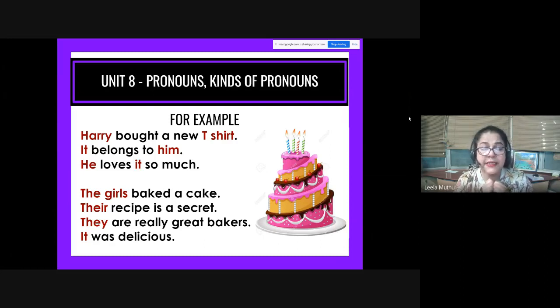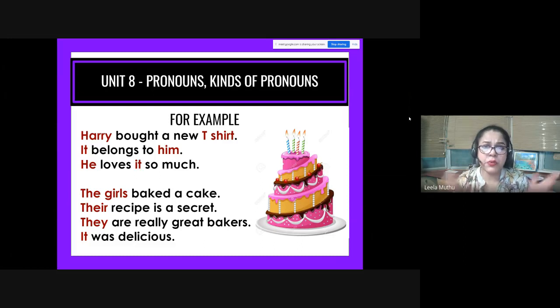The girls baked a cake. Now look at this very carefully. The girls is a plural noun. The girls baked a cake. All right. Their recipe. Whose recipe? The girls' recipe. So their replaces the girls. Okay, it's a plural pronoun. All right, is a secret. They are really great bakers. Who? The girls. It's replaced by a plural pronoun they.